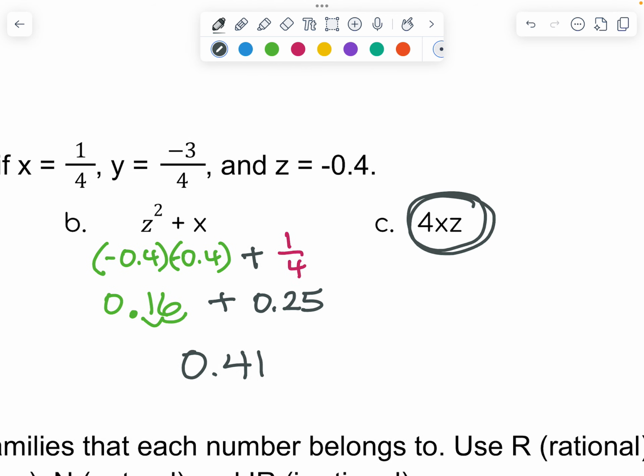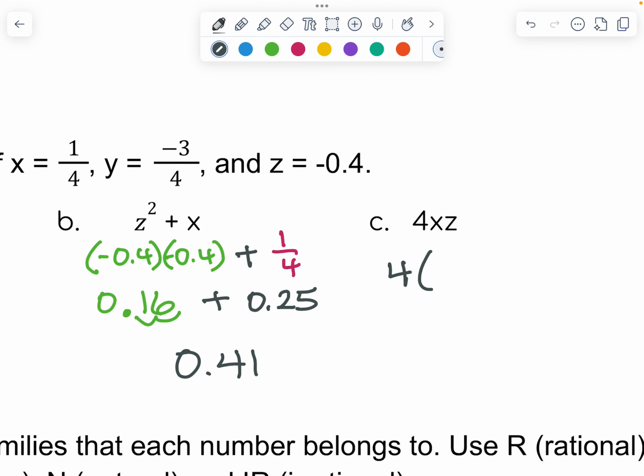This all means to multiply if they're right next to each other. So I have a 4 times x times z. X is 1/4. Z is negative 0.4. Okay, let's figure out what the answer should be, positive or negative. Oh, definitely going to be negative. So I'm going to put my negative sign out there.